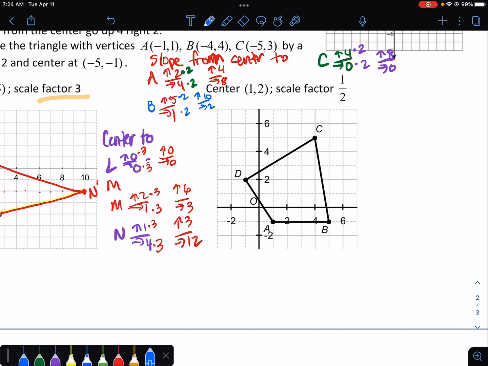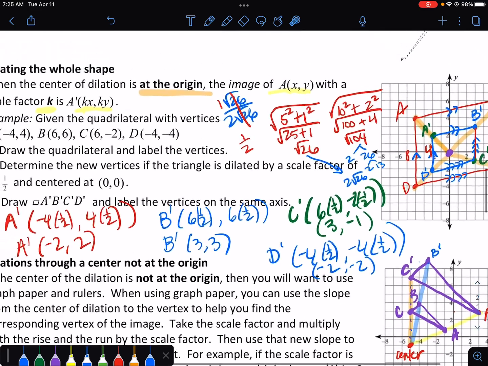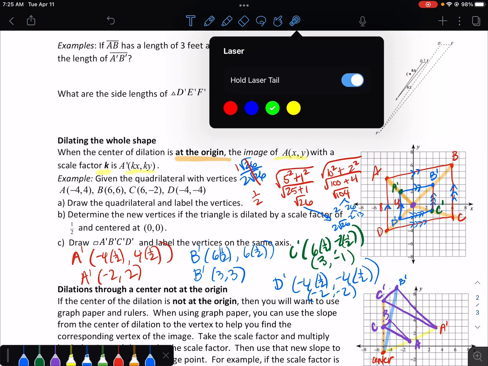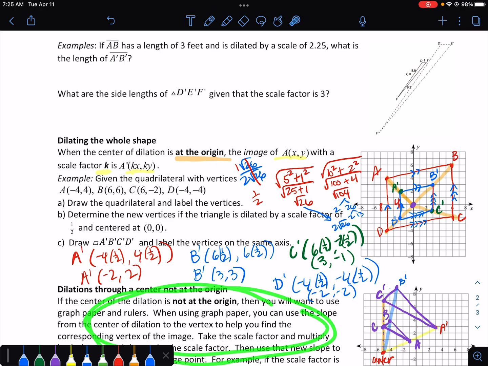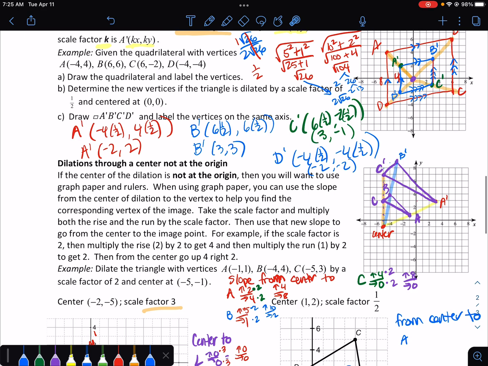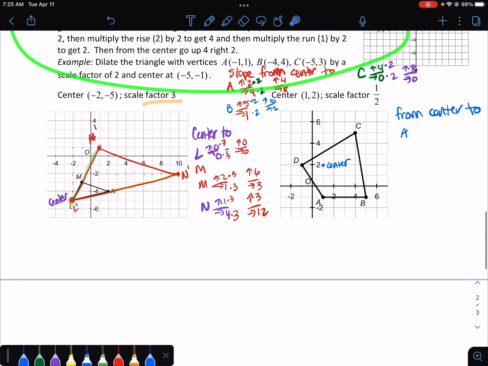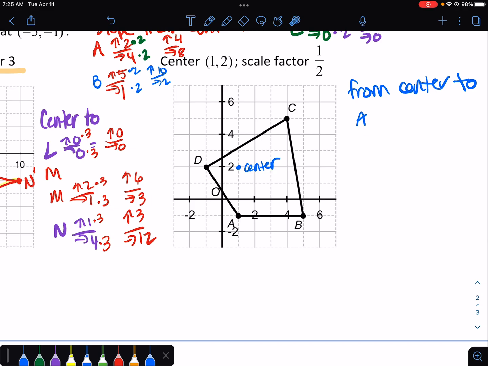Okay, so if we check here, our center is located at (1, 2). So from the center to the different points, so to A. Now, I do want to let you know that this method for a center not at the origin will also work for the one at the origin. So if you want to remember just one that works every time, remember this one. So from the center to A, we're going down 1, 2, 3. So I'm going to go down 3 over nothing.